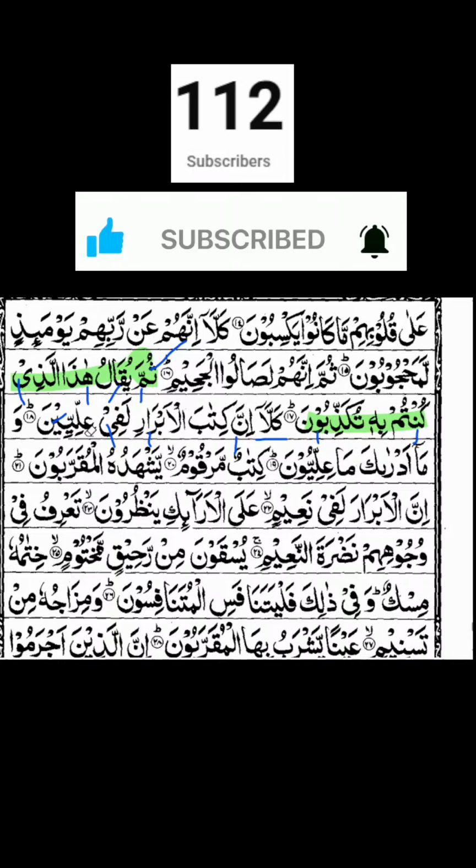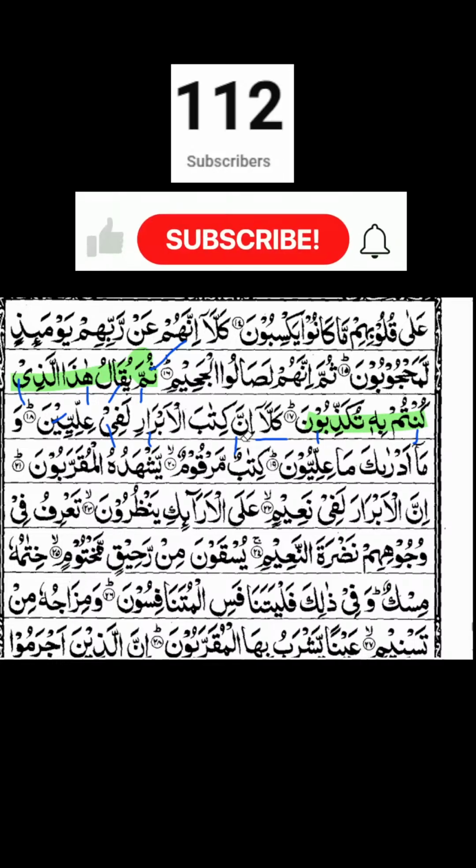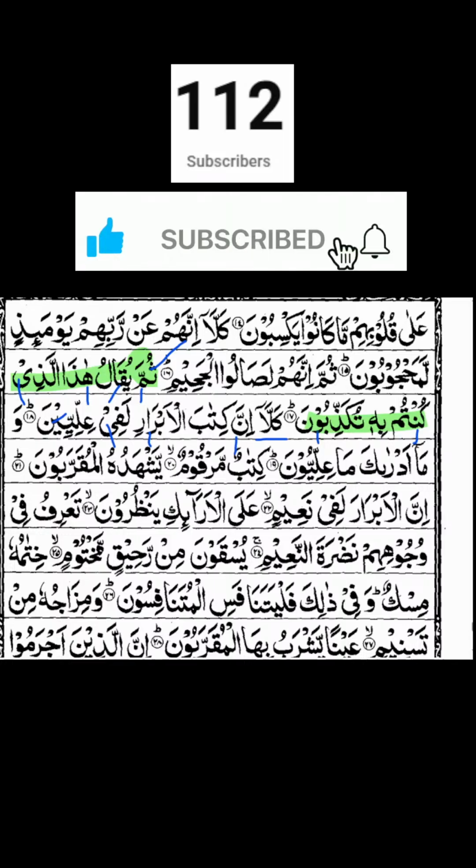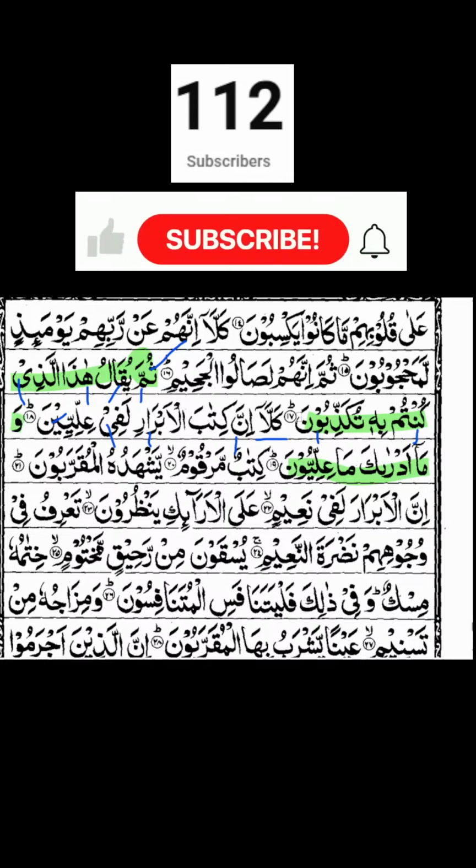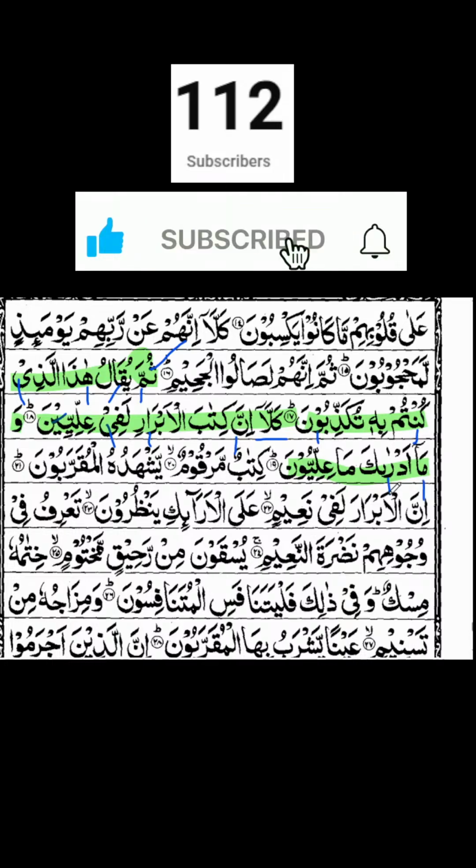And again we will read this ayah. Kalla in kitab al-abrari lafi illiyin. And the next ayah is وَمَا أَدْرَاكَ مَا عِلِّيُّونَ. Again, وَمَا أَدْرَاكَ مَا عِلِّيُّونَ. We have to discuss a few words. We will discuss this Ra also, and Mim Alif Zabar Ma also, and Waw also. So we are stretching them.